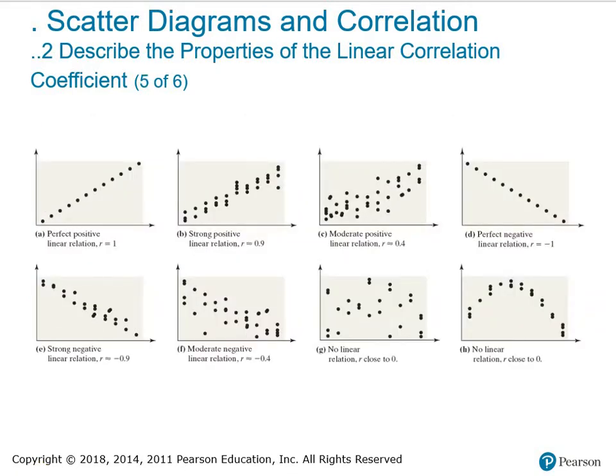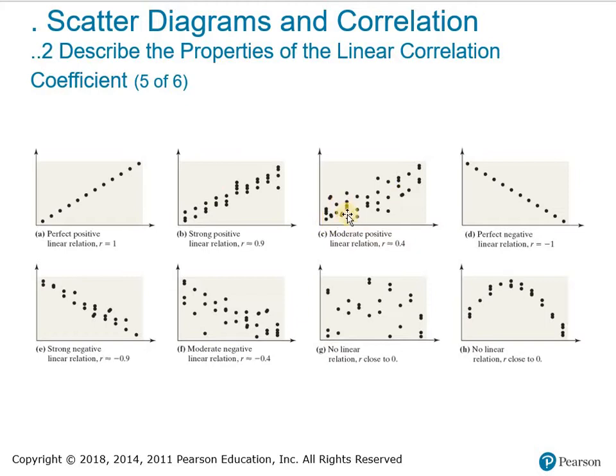Let's look at some examples of what we just talked about. In the first example, I can tell that the linear relation is perfect and positive because I can fit a perfect line along these dots. So r is going to be equal to +1 in this case. In the next example, B, I can see a trend of dots going upwards, a strong positive linear relation, so r is going to be approximately 0.9.